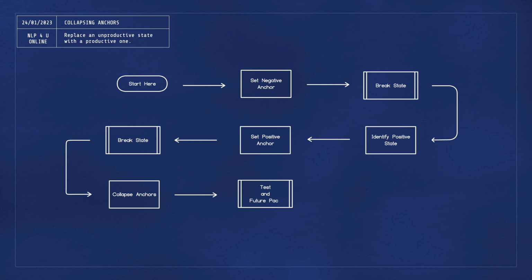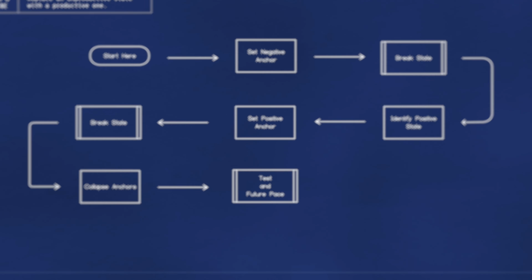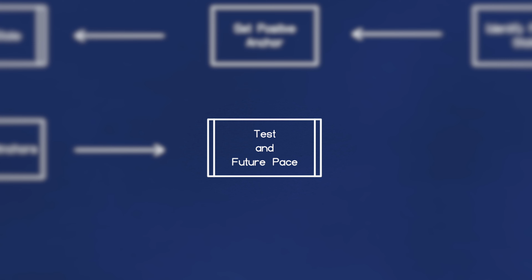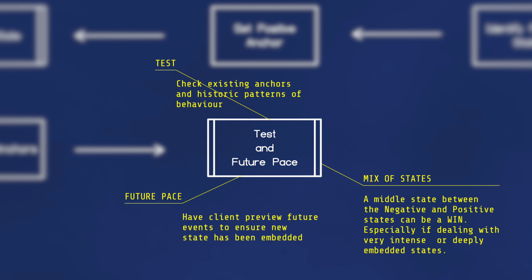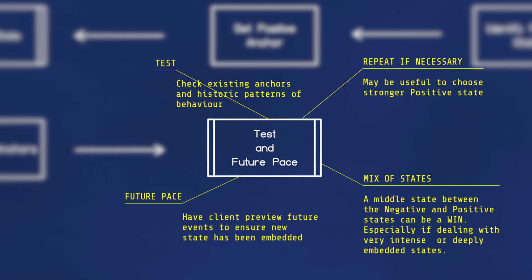Test the result. Break the state once more, and then you can either fire the anchor for the unproductive state or ask the client to try and recall the unresourceful state. In both of these cases, if you've got the collapsing anchor right, the client should be unable to access the negative state and they should flow automatically into the positive state. If it doesn't work or you get some unintentional side effects, maybe a mixture of the two states, then just run through the process again, increasing the intensity of the positive target state.